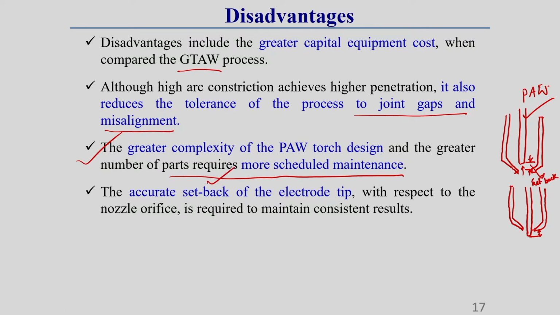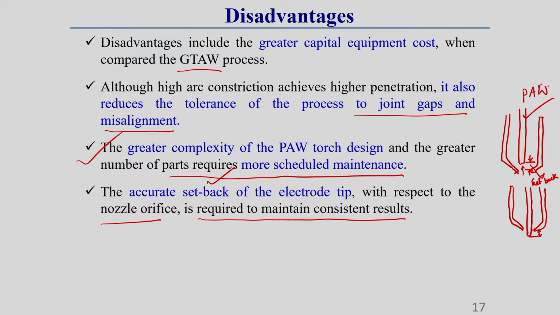This is a very important part of the plasma arc welding process, and maintaining it is also a very critical aspect. That is why I have written that accurate setback of the electrode tip with respect to the nozzle orifice tip is essential, because it is required to maintain consistent results.